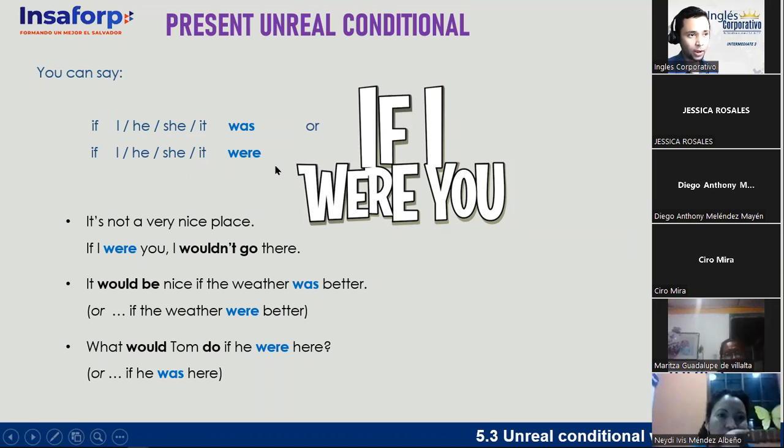¿Qué tenemos que recordar acá? Este no es el pasado, solamente es la forma del pasado, pero no es el pasado. No nos estamos refiriendo al pasado, nos referimos al presente de manera imaginaria, de manera hipotética, de manera que es lo contrario a la realidad. Por ejemplo, if I were you. Dicen, teacher, pero que no con I va was. Sí, está en past simple, sí, pero en este caso estamos hablando de unreal conditionals. Usted le puede ocupar perfectamente were e incluso es más formal. If I were you, si yo fuera tú.